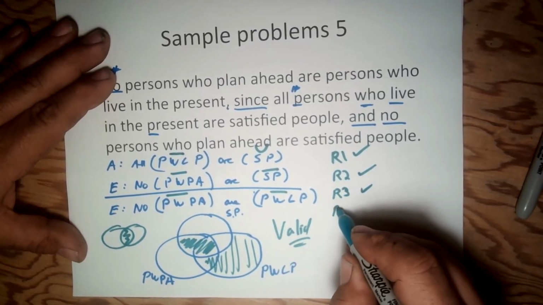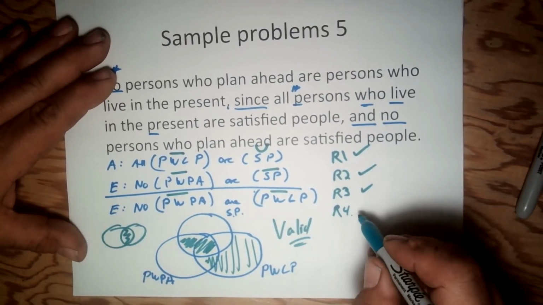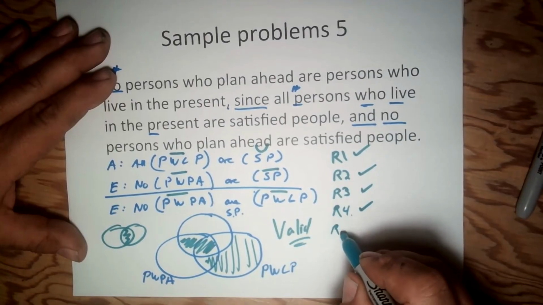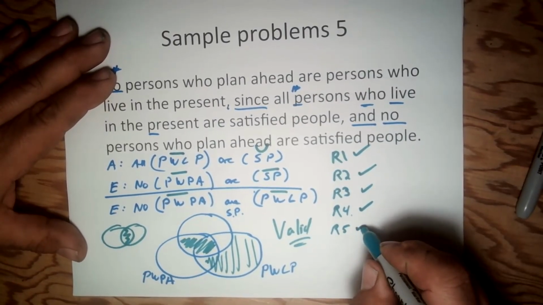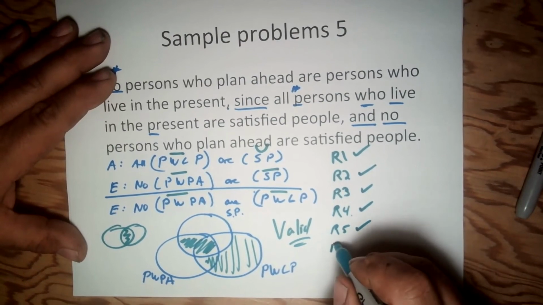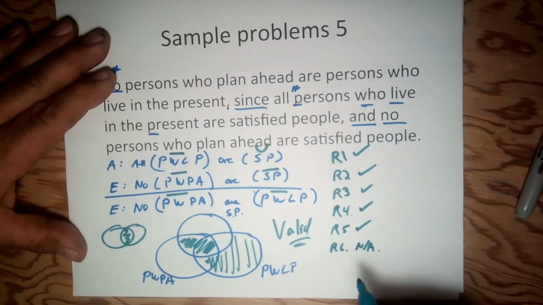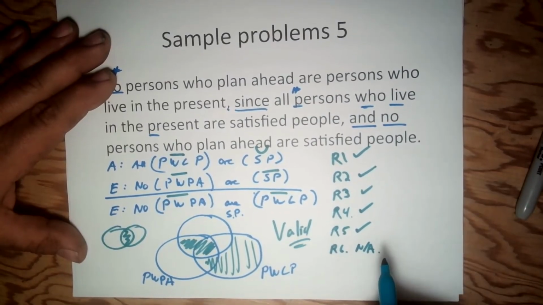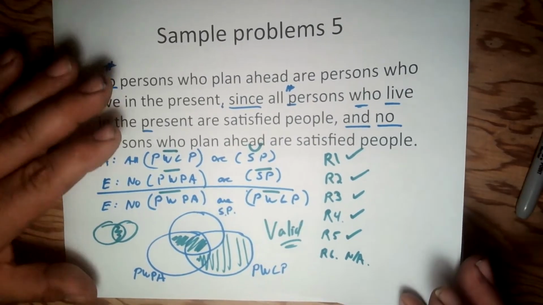Excellent. Rule 4, you can't have two negative premises. We have exactly one. Rule 5, if you have a negative premise, you must have a negative conclusion. We do. Rule 6, not applicable, and we'll get to an example where that does apply in short order. So we think that's a pretty good argument.